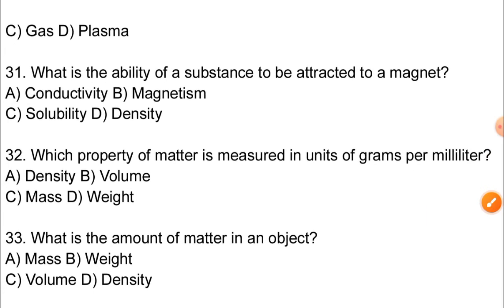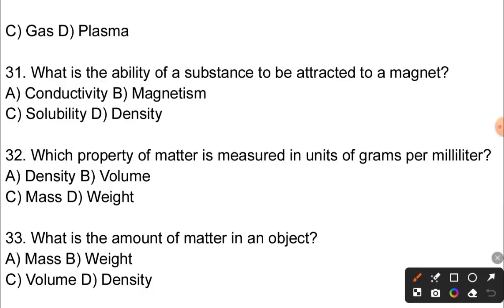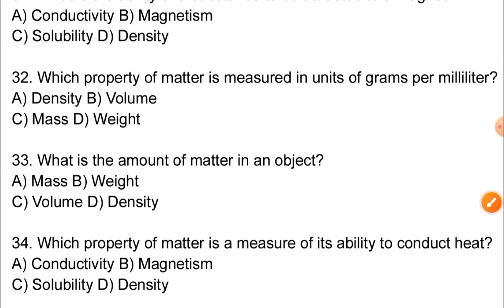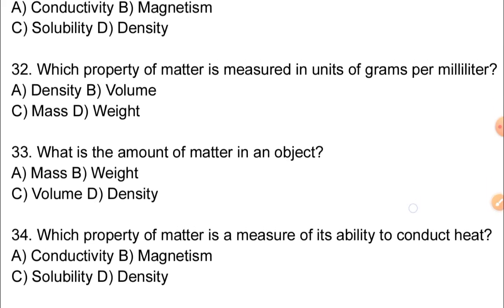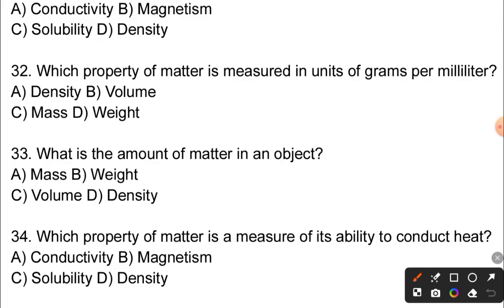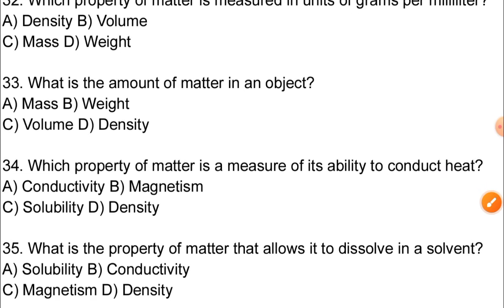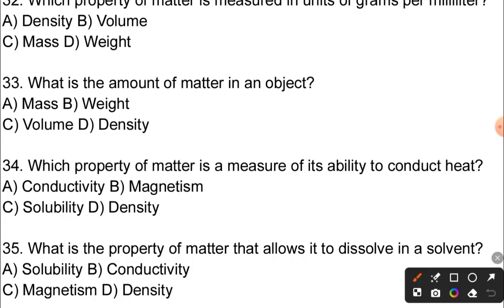33. What is the amount of matter in an object? The amount of matter in an object is the mass of the object. 33 is A. 34. Which property of matter is a measure of its ability to conduct heat? 34, answer is A, conductivity. 35. What is the property of matter that allows it to dissolve in a solvent? 35 is also A, solubility.